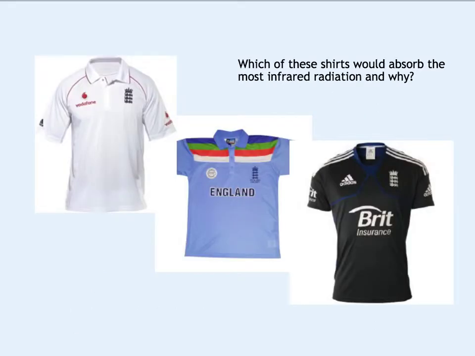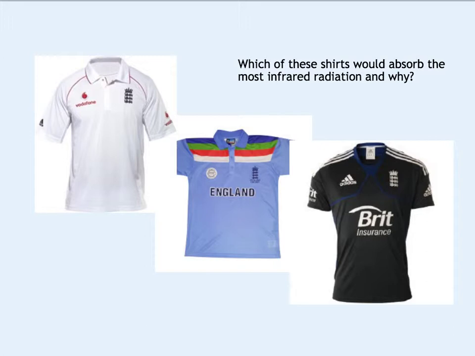Right then, so you've got images of 3 England cricket shirts there. I know they're from different eras for those of you who like cricket, but that's not the point of the slide. The point is looking at the colour difference. So the question is, which of these shirts would absorb the most infrared radiation and why? So pause this slide and have a think.